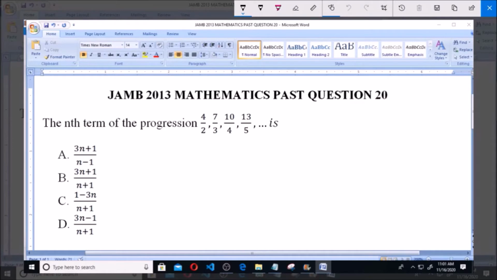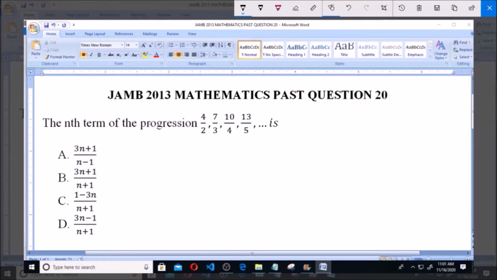Now I have to find the nth term. If you look at this progression, you can see that it is progressing. But now we have to find the nth term, that is what is common in this progression. That is what is common between what?